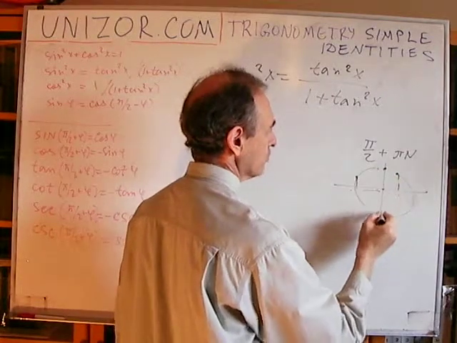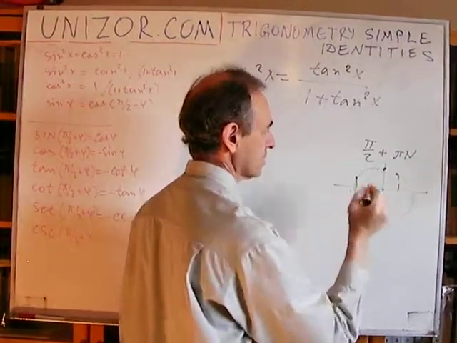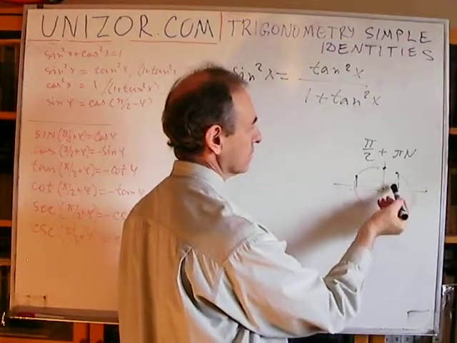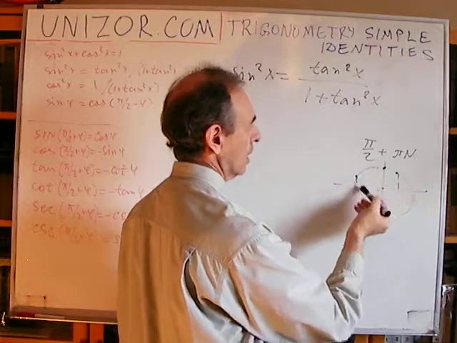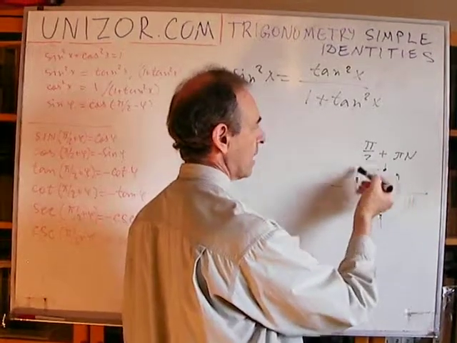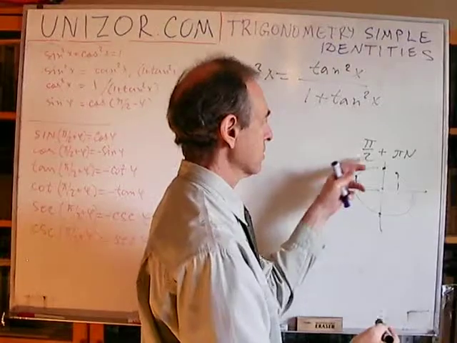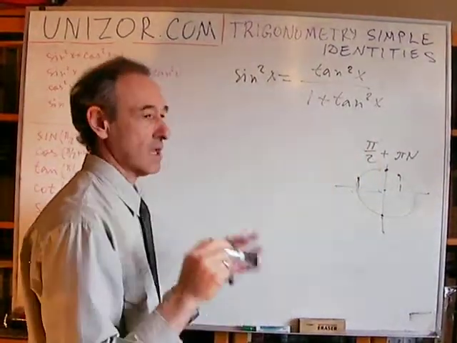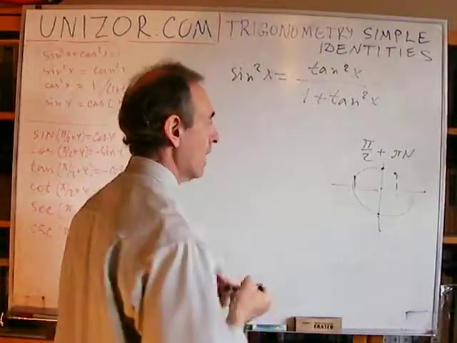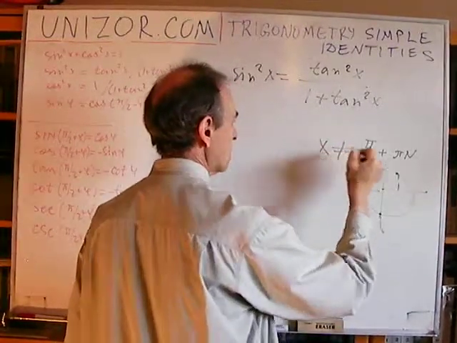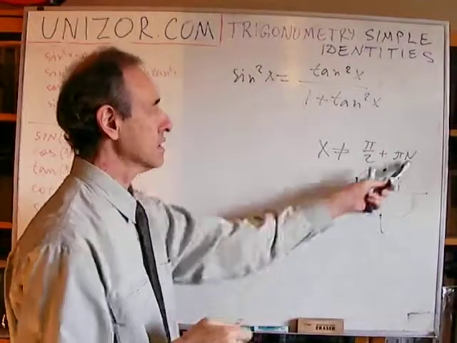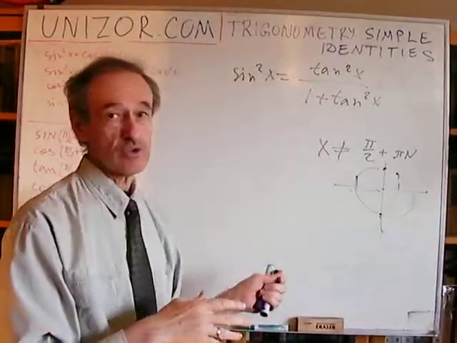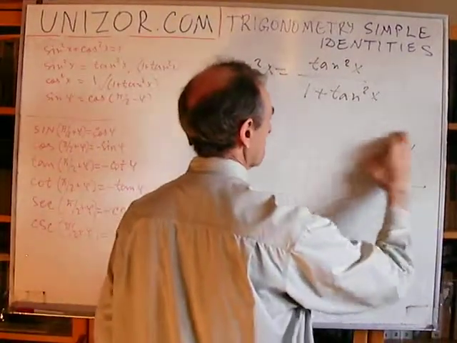And only in these two points, North Pole and South Pole, the abscissa is equal to 0, which constitute an angle of pi over 2 plus pi n, or minus pi. So that's the general formula. So this is a restriction on this identity: x should not be equal to this, where n is any integer number. Now, outside of these, we can actually prove it. And the proof is very easy.